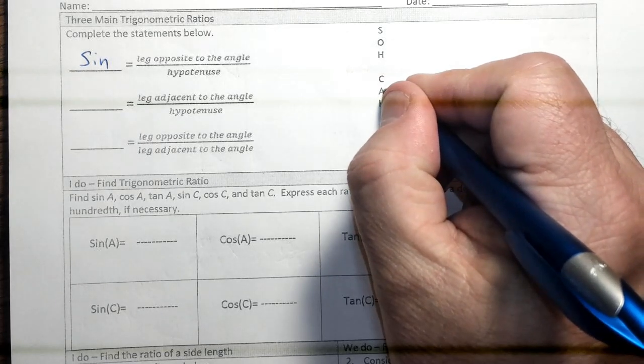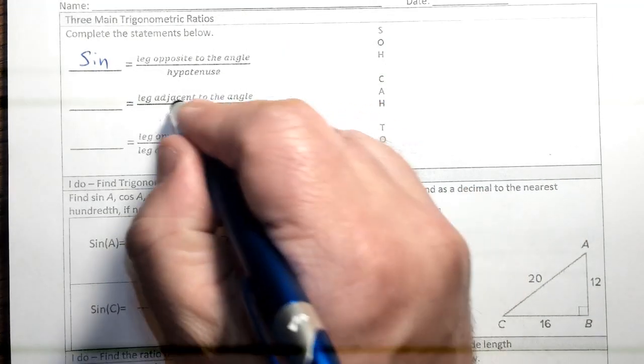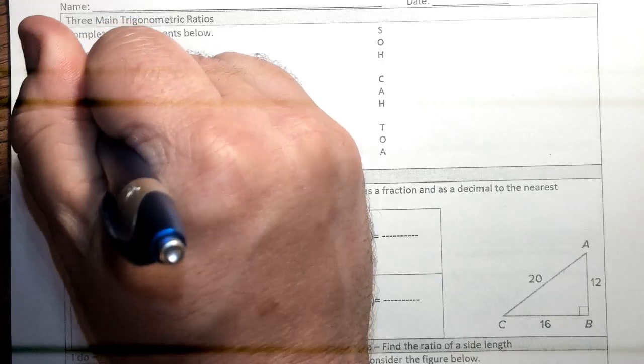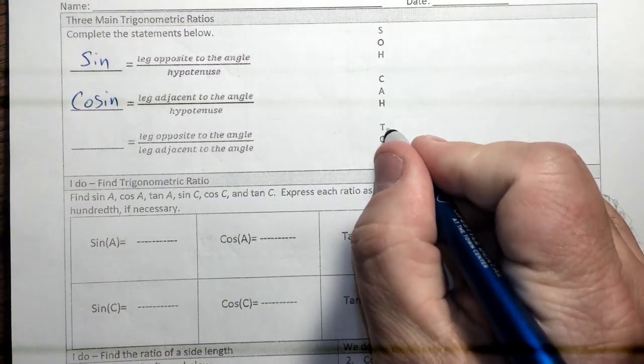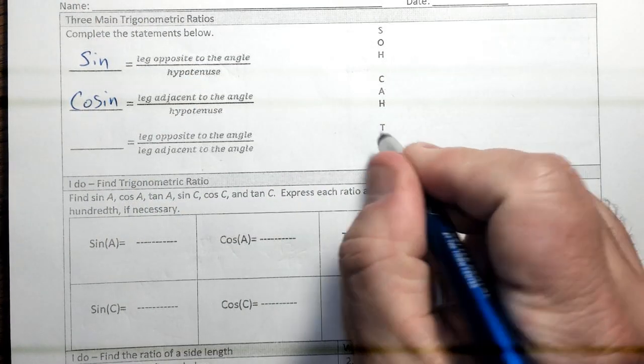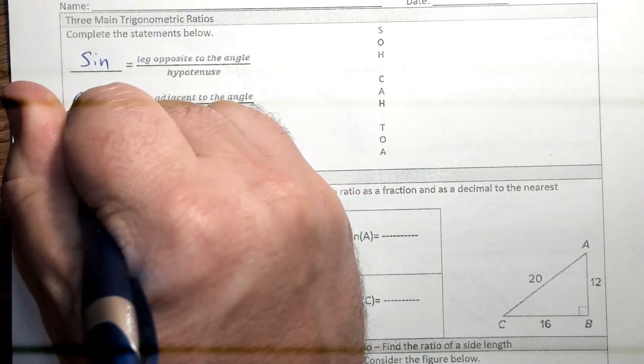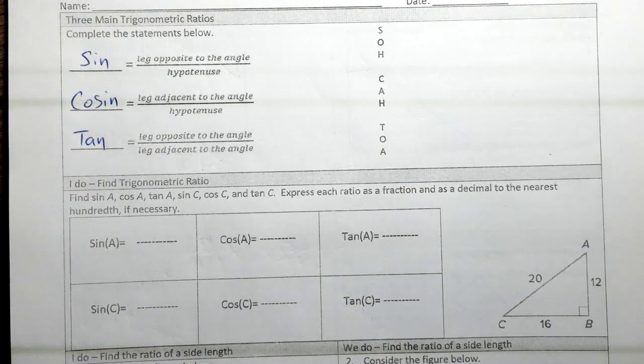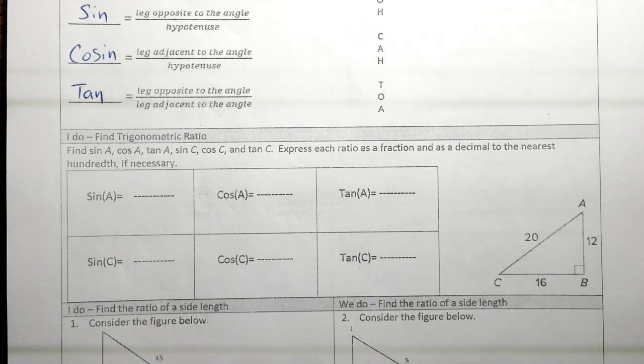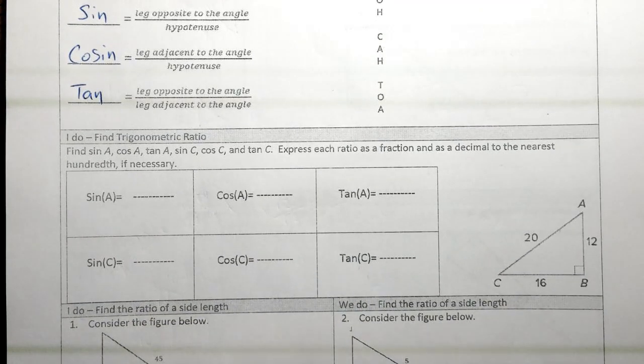Cosine is adjacent over hypotenuse. Adjacent over hypotenuse is cosine. And tangent is opposite over adjacent. Opposite over adjacent. Okay? Now we're going to put this into practice. I'm just going to keep it like that for now.